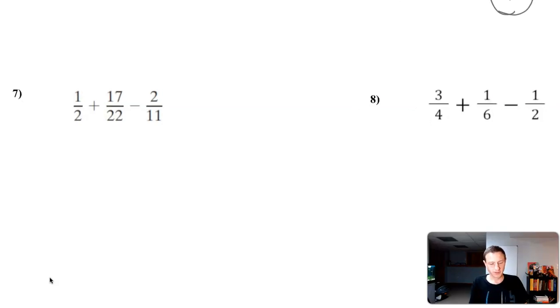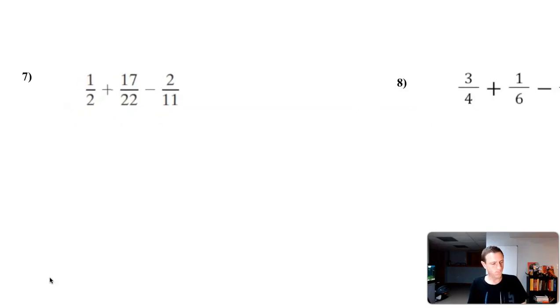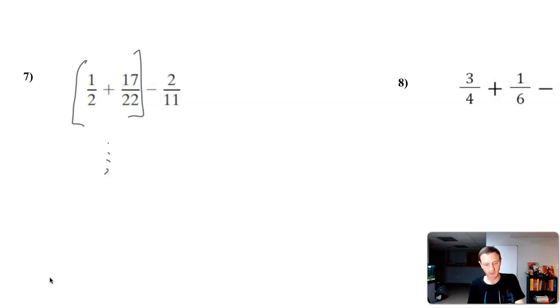Okay, last two I have in this video. Here we're just looking at 3 fractions. So how do we approach this? For 3 fractions, there's 2 ways of doing this. First way is breaking it up like this. Looking at these 2 fractions, getting the least common denominator, simplifying, doing all that fun stuff, and then once you get that answer, you subtract off 2 over 11, and then you have a new problem. That's fine. I don't know which way is easier or harder.